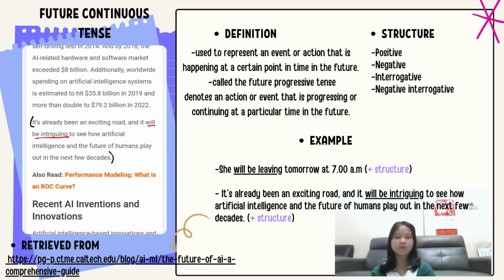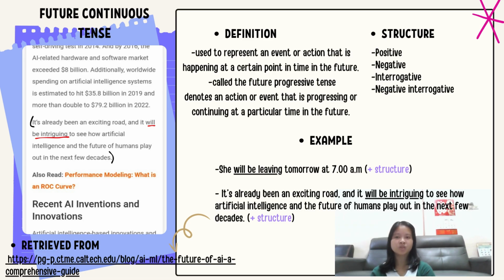The next example I retrieved from an article. It's already been an exciting road, and it will be intriguing to see how artificial intelligence and the future of humans play out in the next few decades. This sentence also shows that it is a positive structure of future continuous tense.